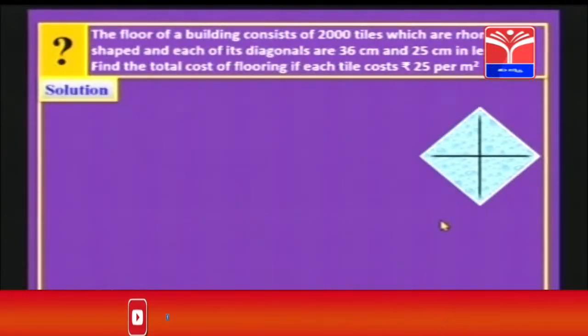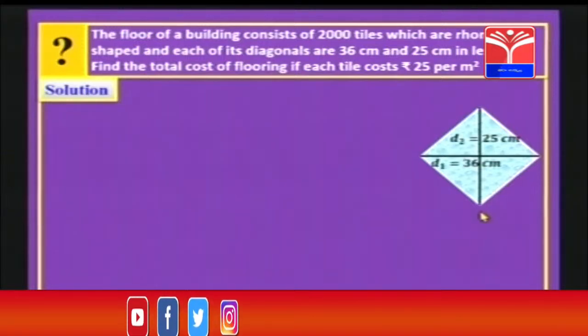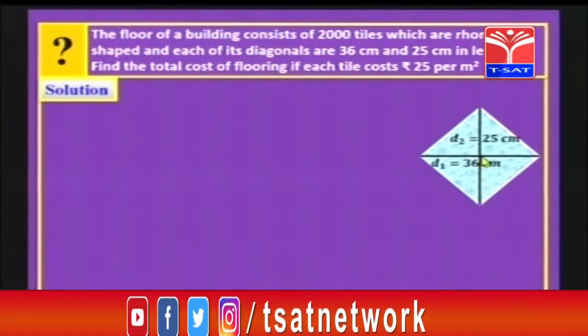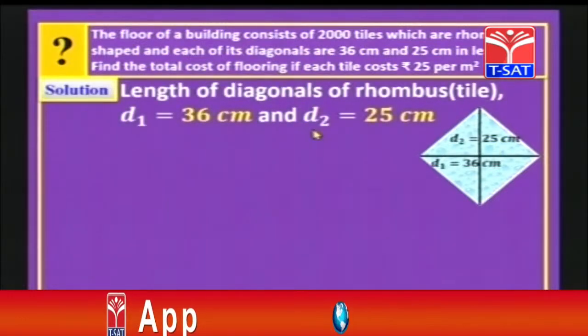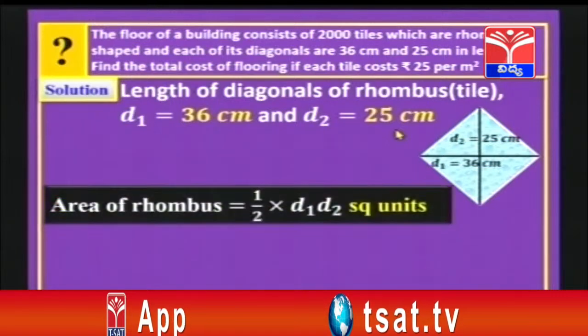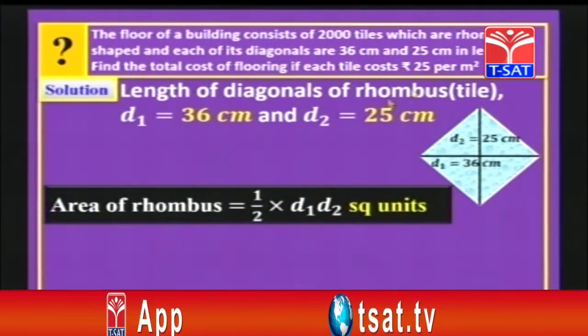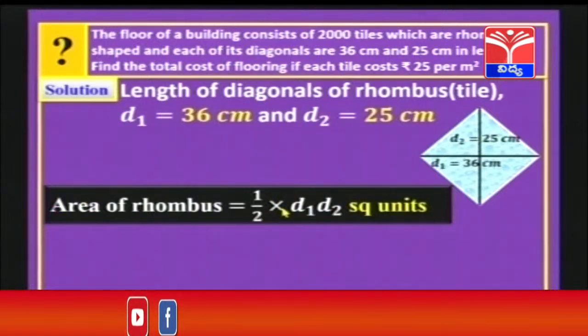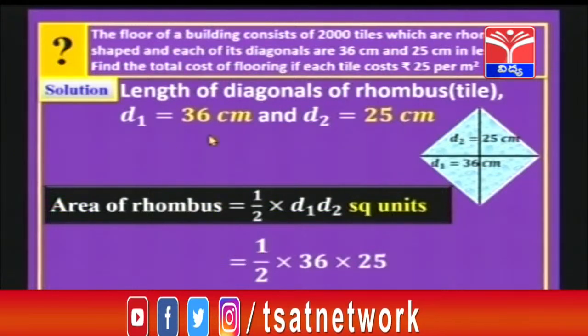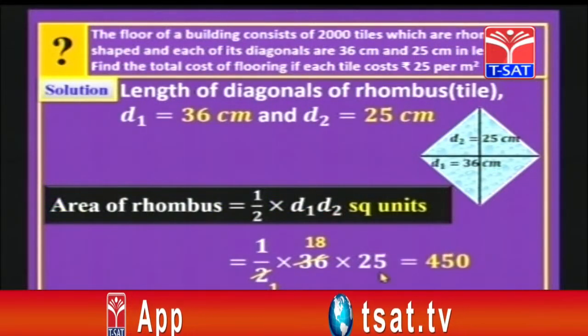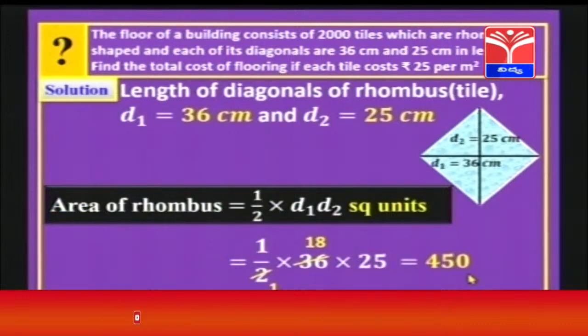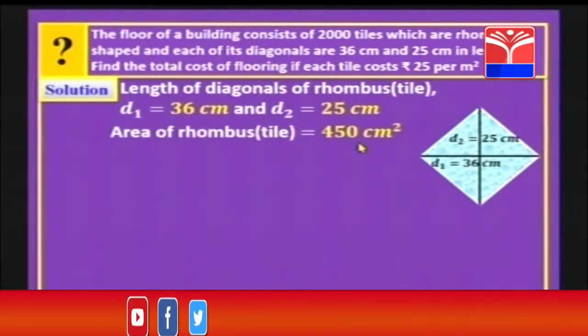So this is a tile, children, and the diagonals are given. So diagonals are 36 centimeters and 25 centimeters. We'll assume it as D1 36 centimeters and D2 25 centimeters. Let us find out the area of this tile, which is in the shape of a rhombus, that is given by half into D1 into D2 square units. Let us substitute the values, children. Half into 36 into 25. So 2 goes into 2 one time, whereas 36 goes 18 times. On multiplying 18 and 25, you get 450. So this is the area of one tile, right, children?